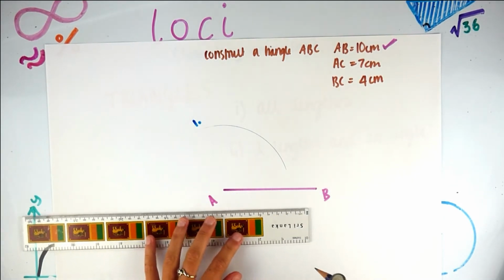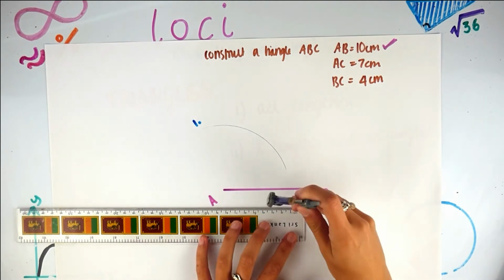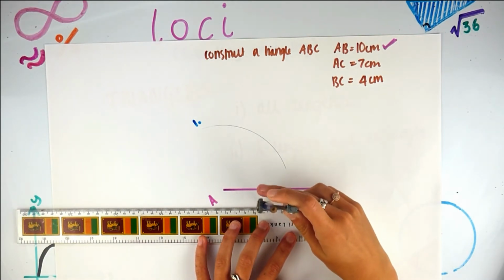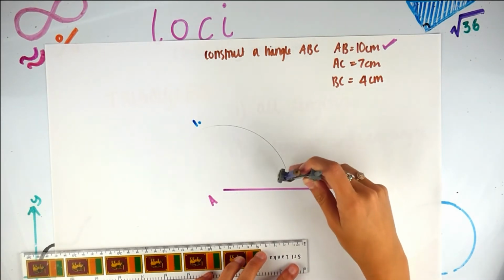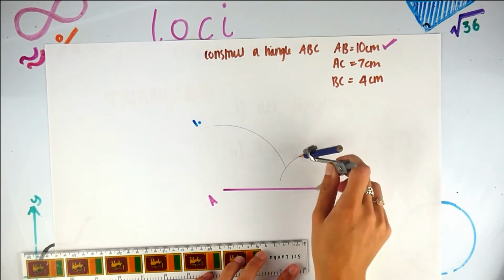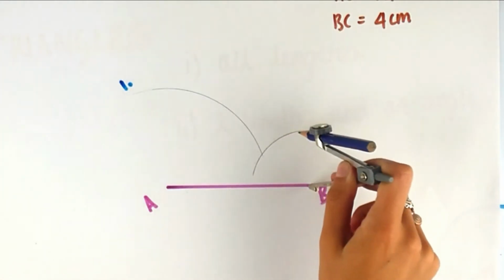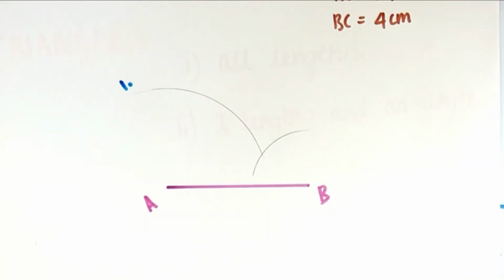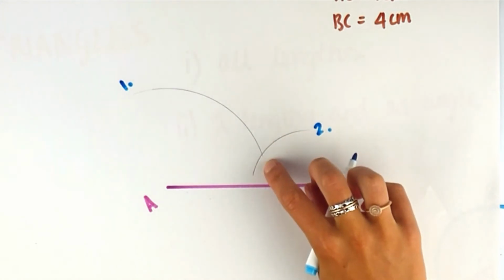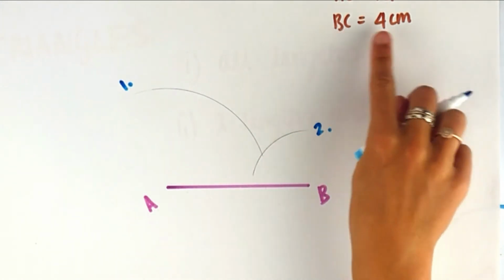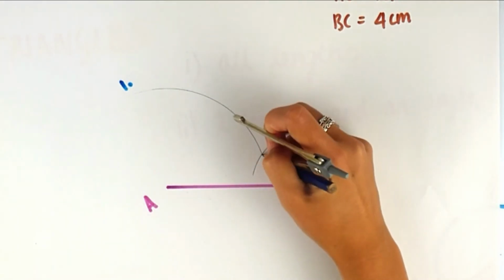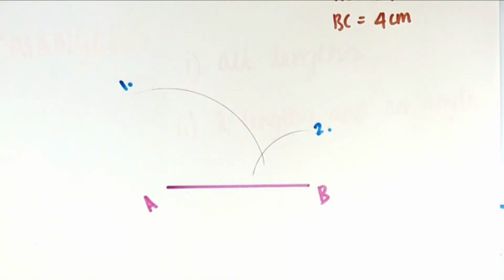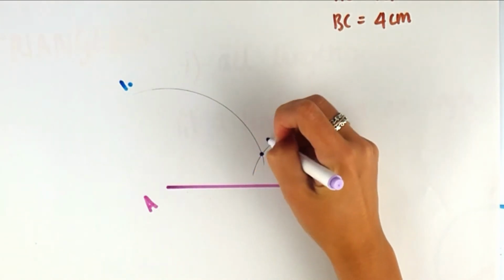What about BC? So that means C is 4 centimetres away from B. So if I get my compass, get the width as 4 centimetres and draw from B a line, you know that C is 7 centimetres away from A, so C lies on this line at one point, and C is also 4 centimetres away from B, so C also lies on this line at a certain point. So as we can see, the only thing that actually satisfies both of them is where these two lines meet. So C is going to have to be here.